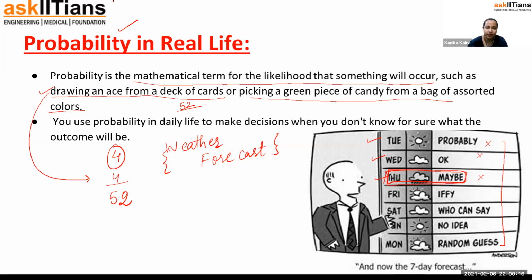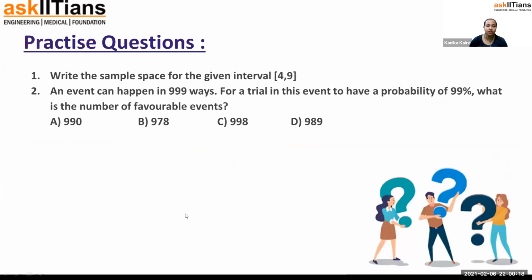Now let's move further and talk about the practice questions. The first question is: write the sample space for the given interval. Again, it's a closed interval, so 4 and 9 would be included. So in this, the sample space would be 4, 5, 6, 7, 8, 9 because it's a closed interval.